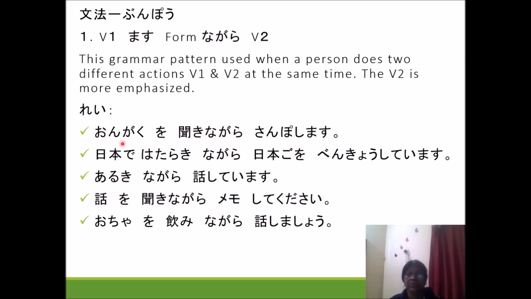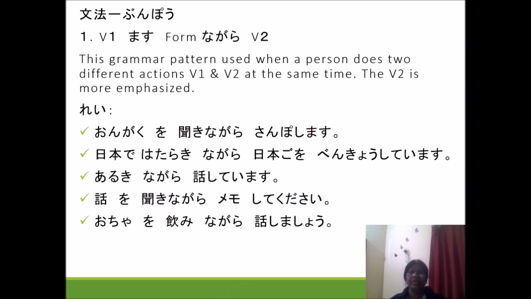Look at the example sentences. Ongaku o kikinagara sanpo shimasu. Next, Nihon de hataraki nagara nihongo o benkyou shite imasu. Aruki nagara hanashite imasu. Hanashi o kikinagara memo shite kudasai. Ocha o nominagara hanashimasu.